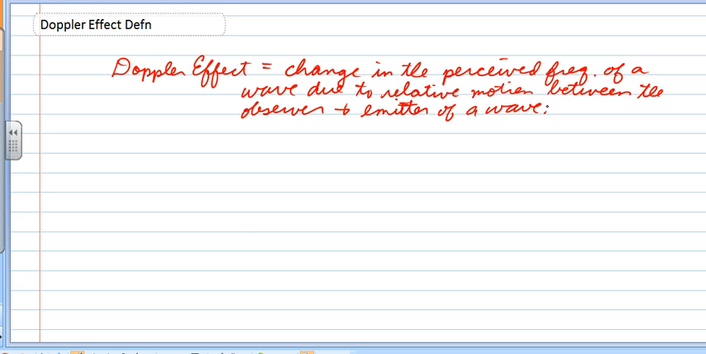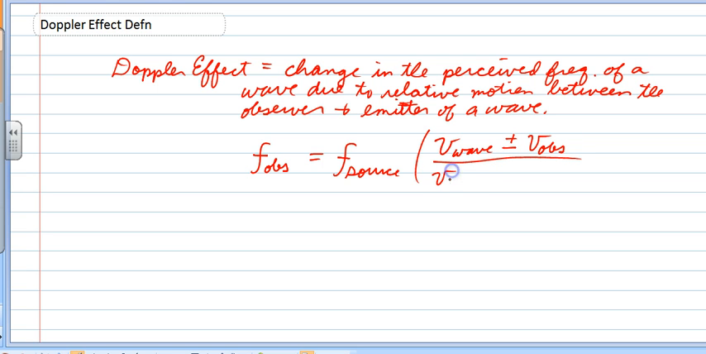Now, mathematically, the way that this works is that the frequency that the observer measures is equal to the frequency that the source emits times a fraction. And there's a bunch of speeds we have to keep track of. We have the speed of the wave plus or minus the speed of the observer, and that's divided by the speed of the wave minus or plus the speed of the source.